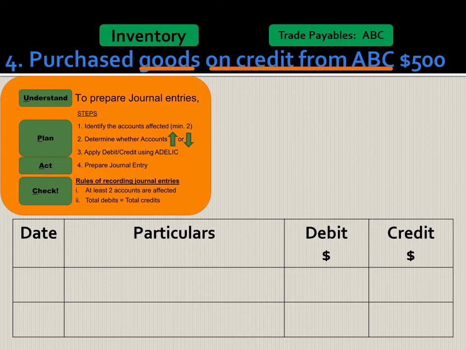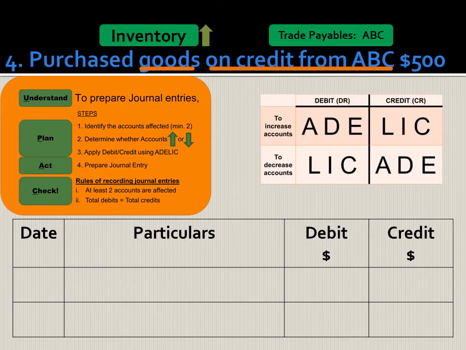Step 2. Determine whether the accounts increase or decrease. When the business buys goods, inventory account increases. Inventory is an asset. To increase an asset, we would debit it. Trade payables is an owings account. When the business buys goods on credit, the business owes the supplier more. Therefore, trade payables account increases. Trade payables is a liability, and when a liability increases, we would need to credit the account.